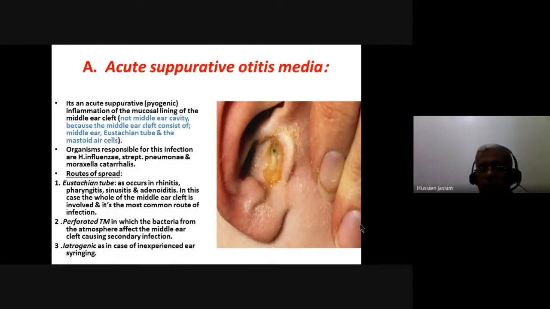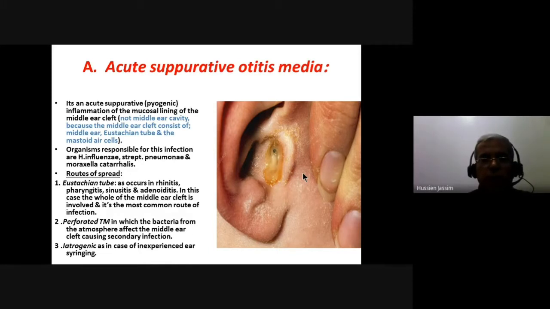In fact, we will talk about a story of the otitis media. It all starts at the same point, the Eustachian tube. So the Eustachian tube is the first step in all these inflammations, which are called the otitis media. First one is the acute suppurative otitis media. It is inflammation of the mucosal lining of the middle ear cleft.